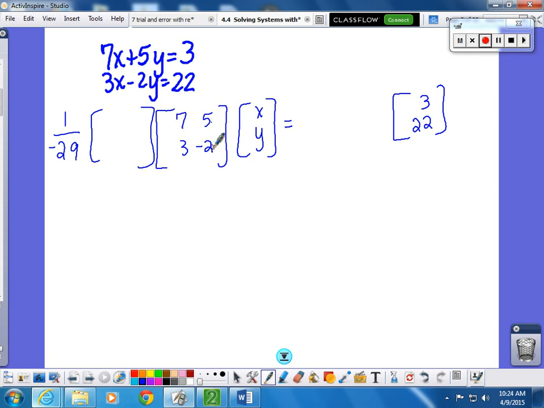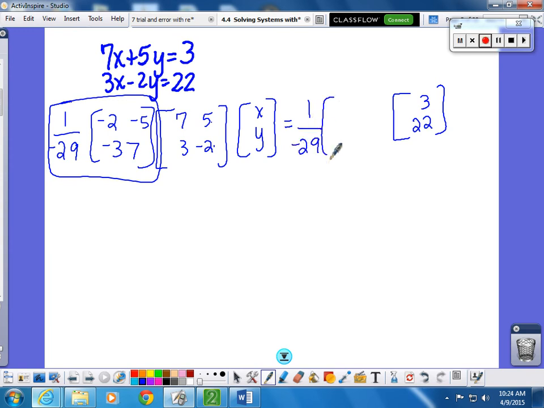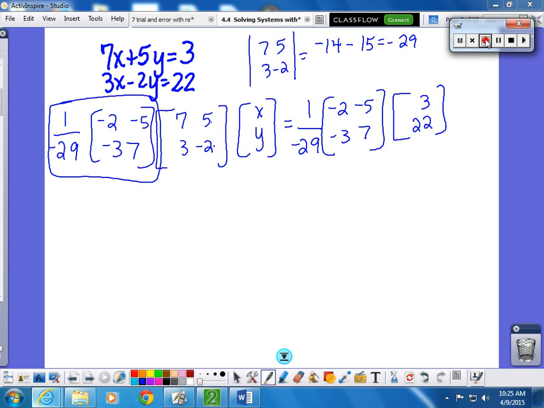Switch those two. Change the signs of these two. This is what I just did to this side of the equation, so I must do the same thing to this side. Are you lost yet? Be honest. So there's my determinant.